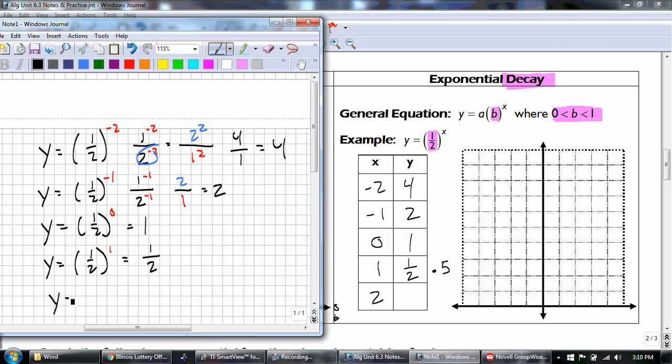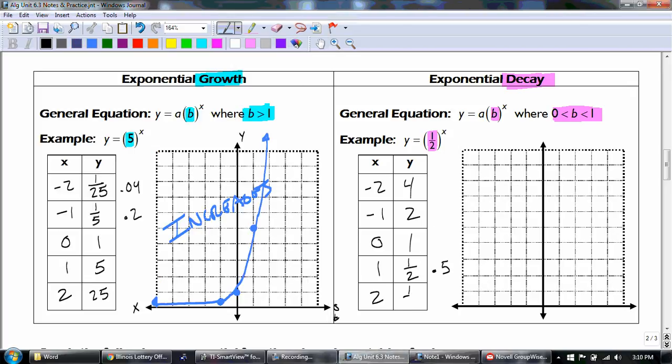Okay, the last one, y equals 1/2 to the 2nd. Once again, we have to distribute. So we get 1/2 and we get our new exponents of 2. 1 squared is 1, 2 squared is 4. Okay, and 1/4 is 0.25.